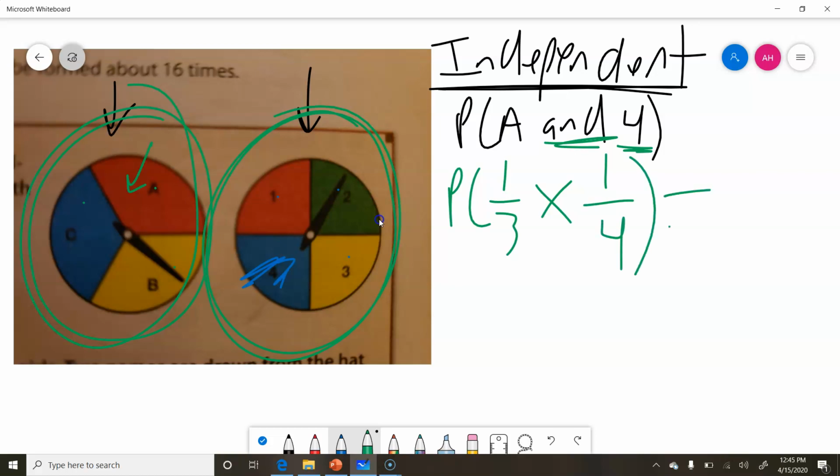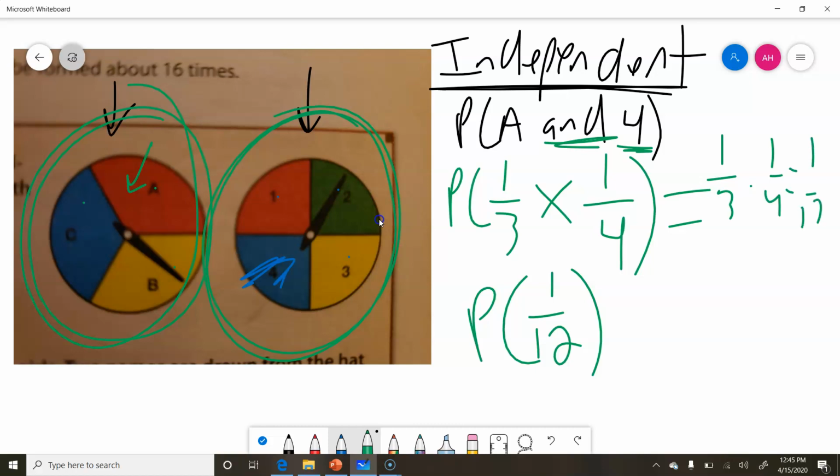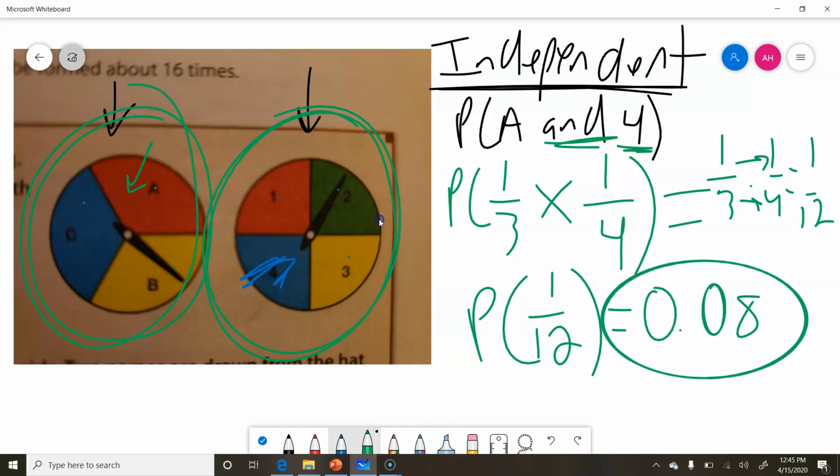So now, to solve that, the probability combined is 1 over 12. Do you see that? 1 over 3 times 1 over 4 equals 1 over 12. 1 times 1, 4 times 3. That's 1 out of 12, and then we divide that and get 0.08. So you can leave it either way, 0.08 or 1 out of 12. So that's the probability that we would get an A and then on the same spin get a 4. The likelihood of that happening is only 1 out of 12.